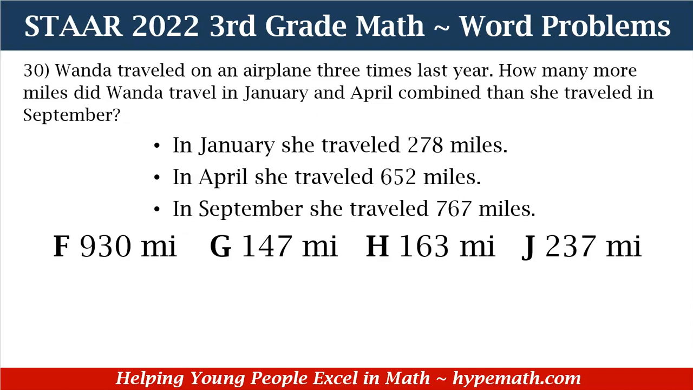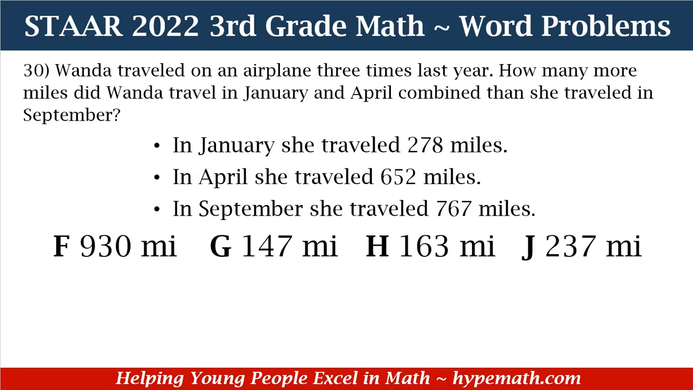Wanda traveled on an airplane 3 times last year. How many more miles did Wanda travel in January and April combined? Then she traveled in September. So let's see. In January, she traveled 278 miles. In April, she traveled 652 miles. And in September, she traveled 767 miles. Our answer choices are F, 930 miles, G, 147 miles, H, 163 miles, and J, 237 miles.